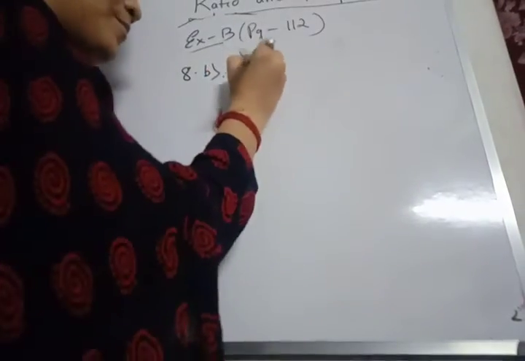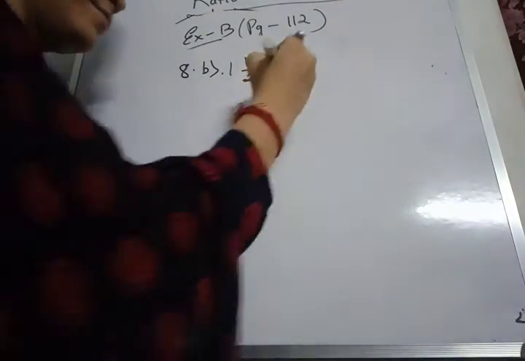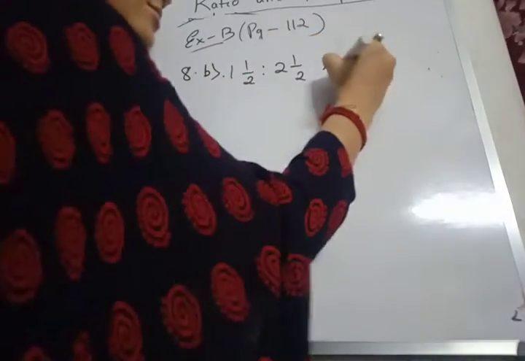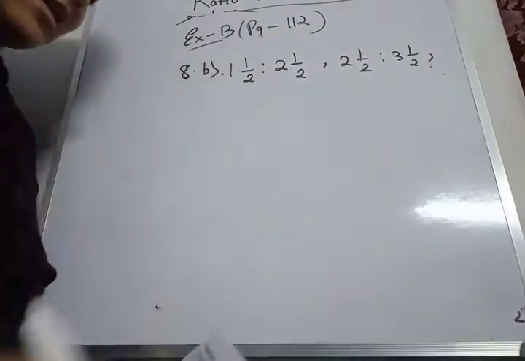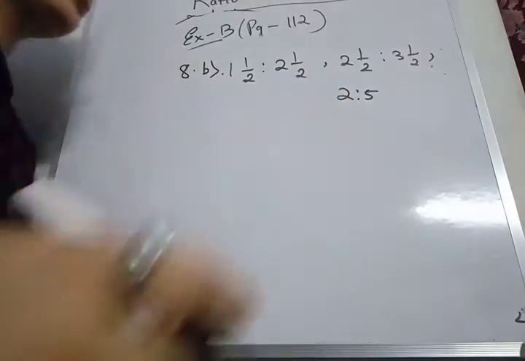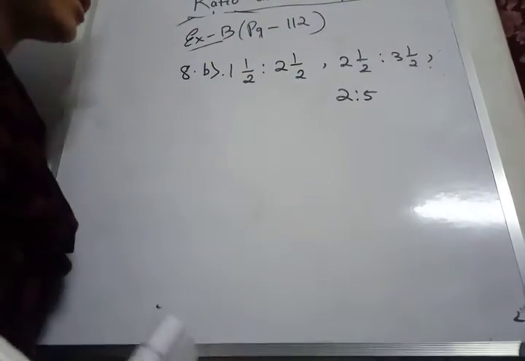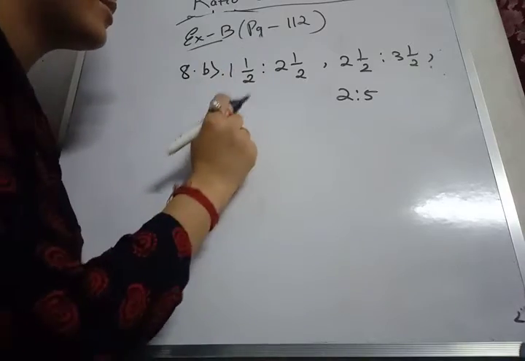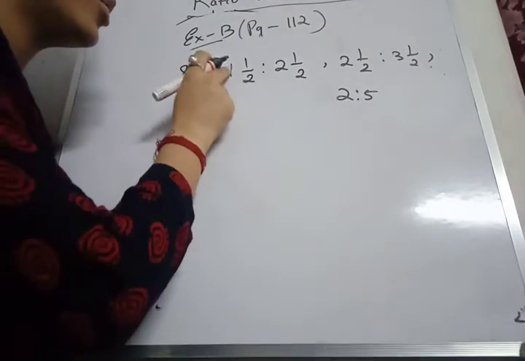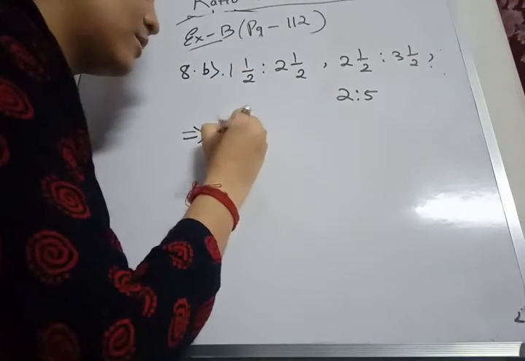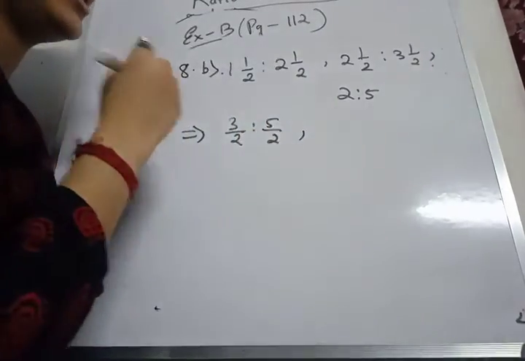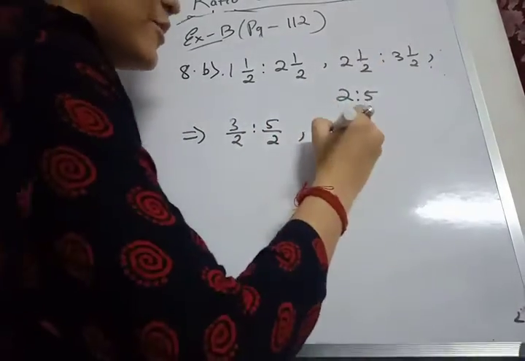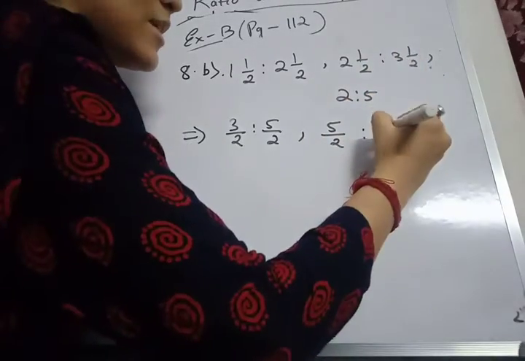So what are my ratios? This one, 1.5 is to 2.5. Next, 2.5 is to 3.5. And the last one, it's given in simple form, that is 2 is to 5. Now the first one, let's see. 1.5, how do we find out the simple fraction? 2 1s are 2, 2 plus 1, 3 by 2. 2.5: 2 2s are 4, 4 plus 1, 5 by 2. This is the first one. Here 2 2s are 4 plus 1, 5 by 2. 3 2s are 6 plus 1, 7 by 2.